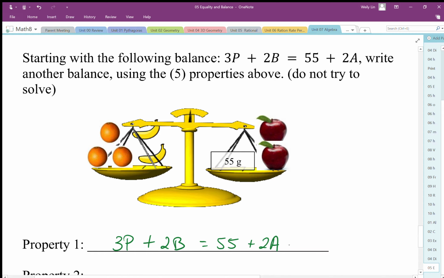I can add, I can take away 30 grams. I take away 30 grams from this side, and that will keep it balanced. And I'm going to do something slightly different. And you can't copy this, this is mine. I'm going to add a watermelon to this side. Now I just need to keep it balanced, so I just need to make sure that I add the same watermelon to the other side. And so I'm just showing property 1 of addition.